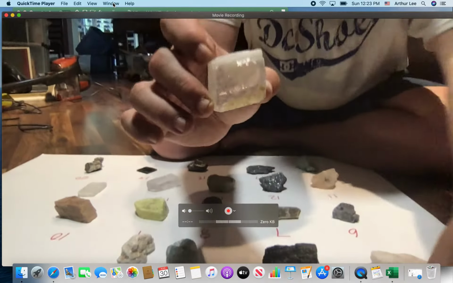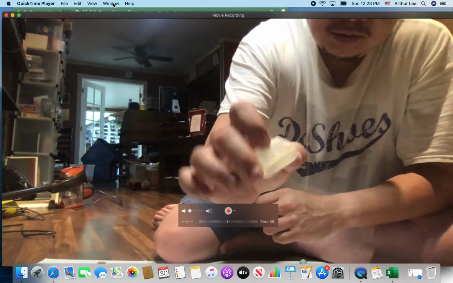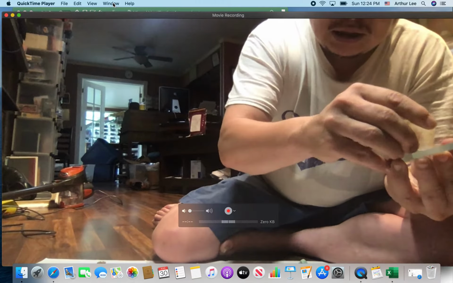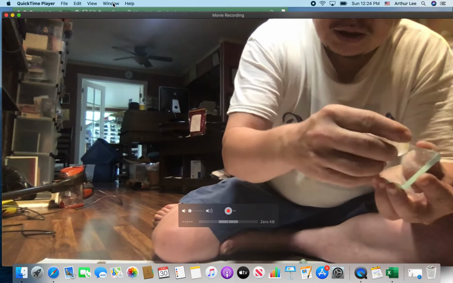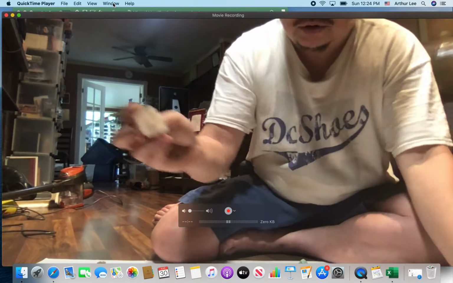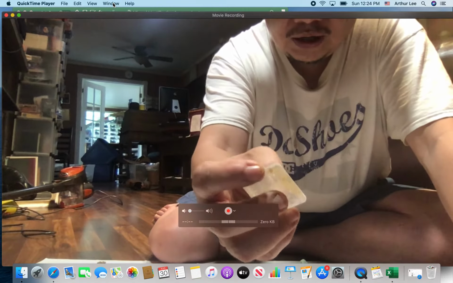Another thing about this mineral is light passes through it. Another thing about this mineral is it does not scratch glass. It does not scratch this piece of glass. And I can't scratch it with my fingernail. That should give you the numbers you need for hardness.